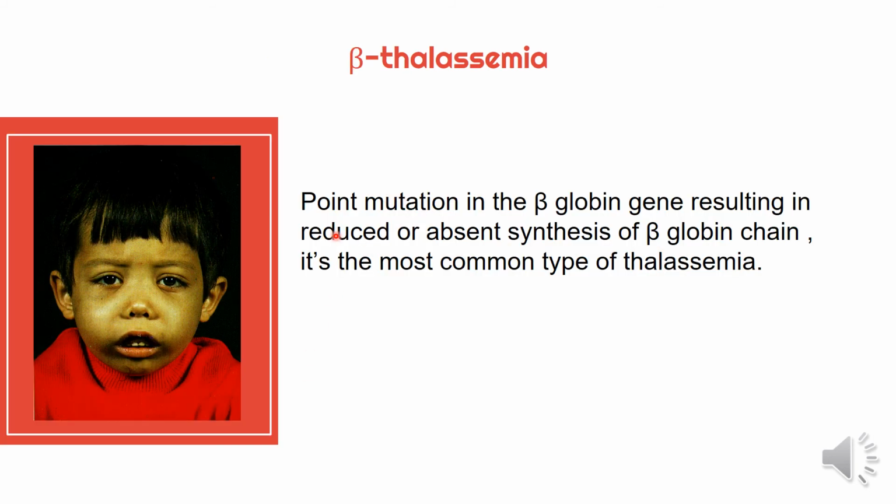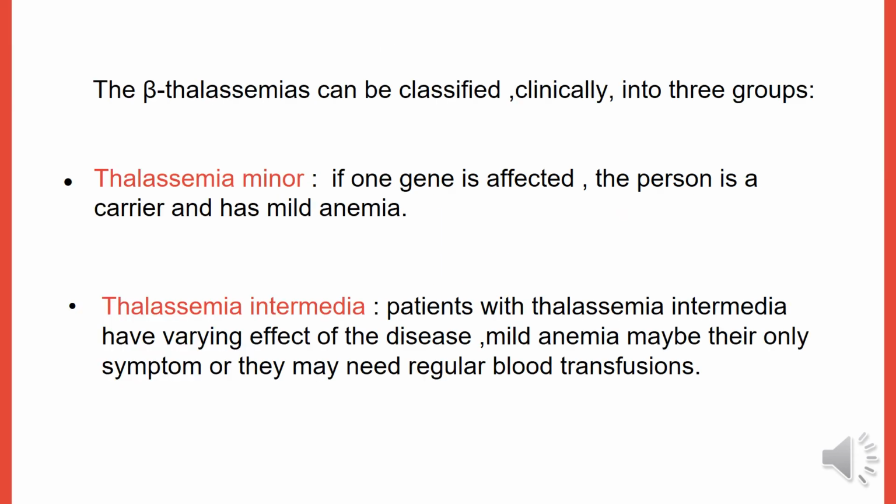Now the beta-thalassemia. Beta-thalassemia results from point mutation in the beta-globin gene, resulting in reduced or absent synthesis of the beta-globin chain, and it's the most common type of thalassemia. Now, there are different types of beta-thalassemia depending on the severity of the mutation. So clinically, it can be classified into 3 groups. Either thalassemia minor. If one gene is affected, the person is a carrier and has mild anemia.